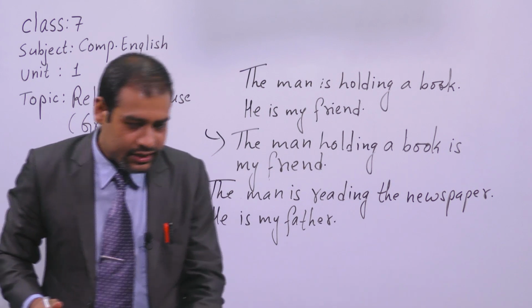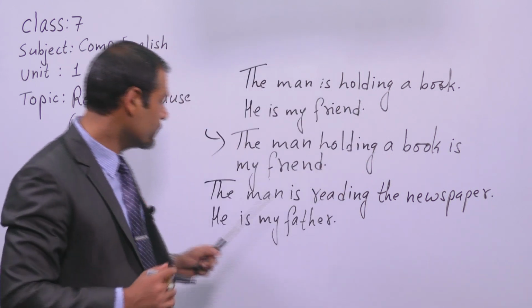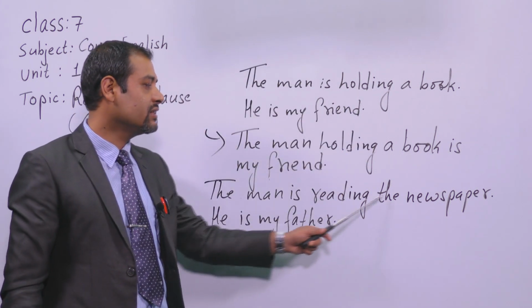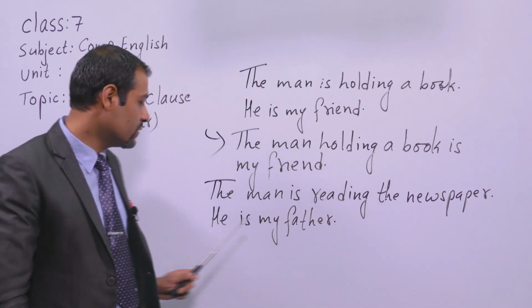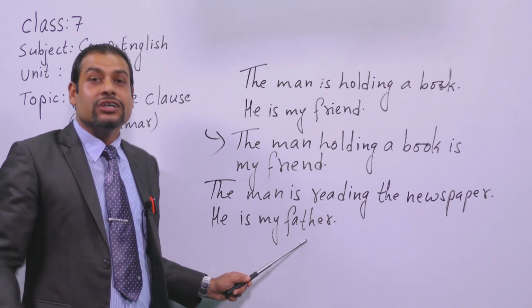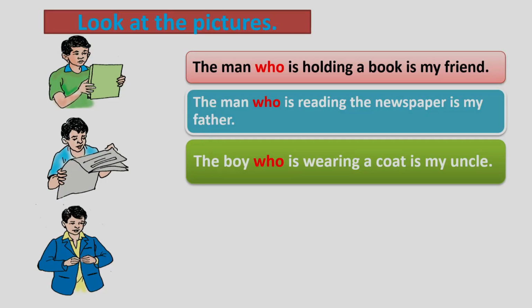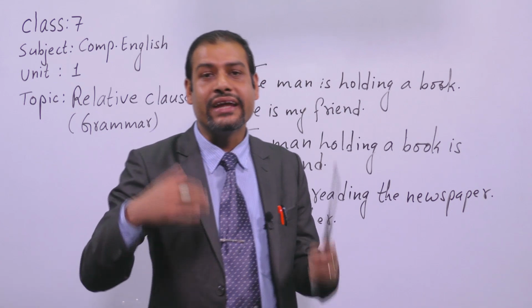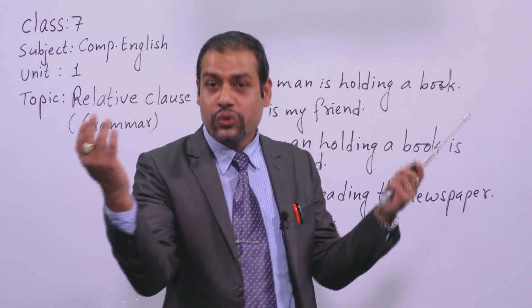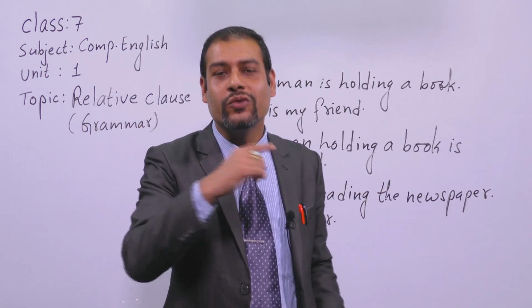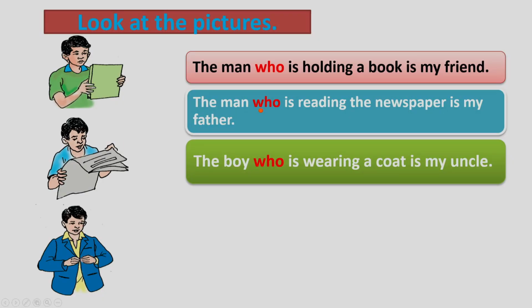See, the first one is: the man is reading the newspaper, and the second one is: he is my father. So, I have already shown you on the slide using who. Dear students, look: the man who is reading the newspaper is my father. Now your work is just to join these sentences into one without using who. Forget who now, and then you can join the two sentences to make only one.